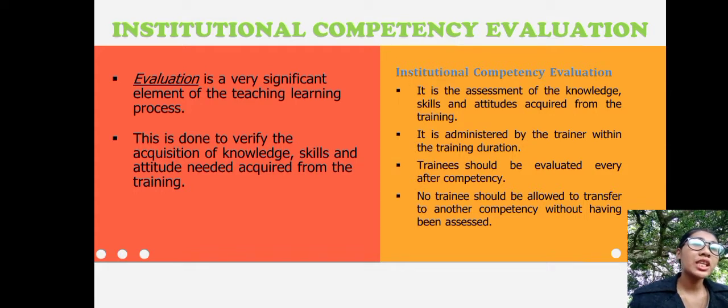Then trainees should be evaluated after every competency. As trainees, dapat ma-evaluate kami every competency. Di kami pwedeng maka-proceed sa next competency if hindi pa kami na-evaluate sa aming current na competency. The next is, no trainee should be allowed to transfer to another competency without having been assessed. Just like what I've said kanina, bago kami makaproceed sa next competency, dapat may assessment pa kami.